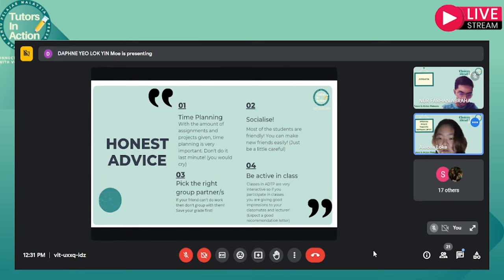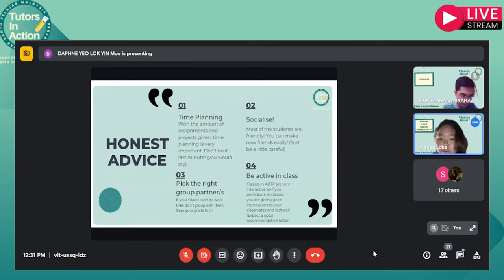And second is socialize around. Most students are friendly, so just talk to them and make new friends, but you just have to be a little careful. And third advice is pick the right group partner, because if your friend cannot work, just because they are your best friend, don't join them, because your grades are very important.